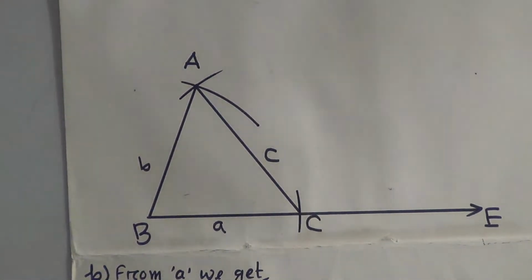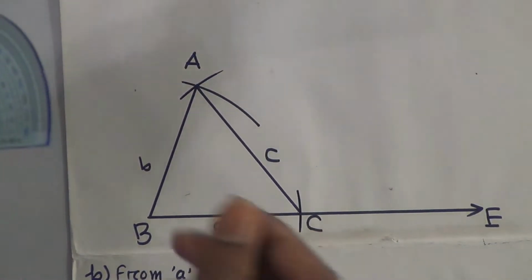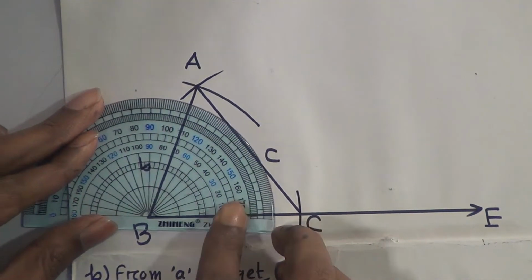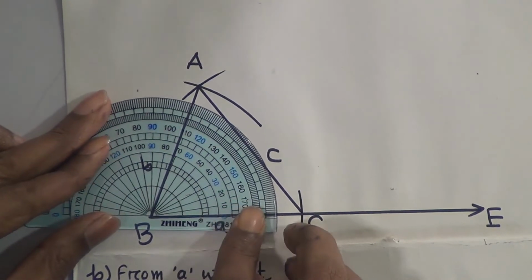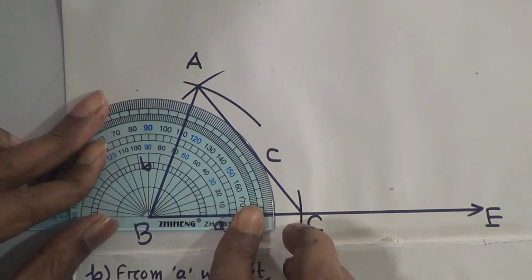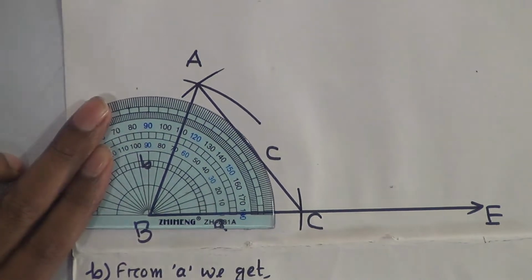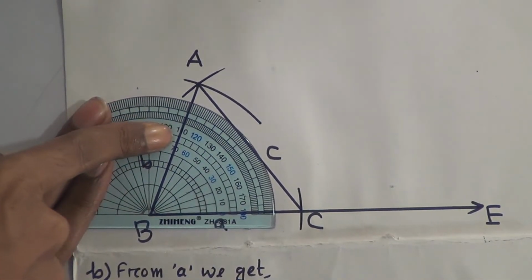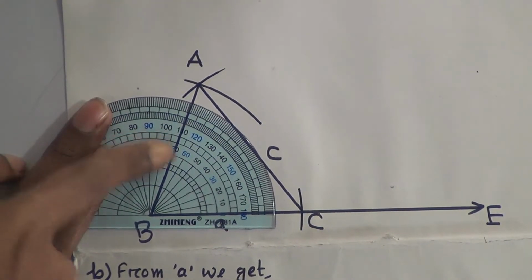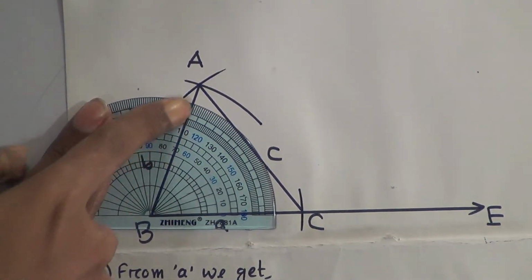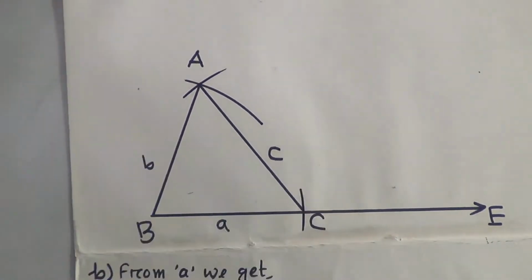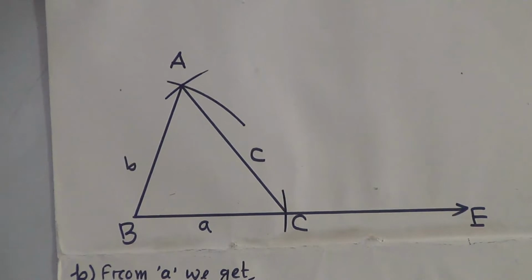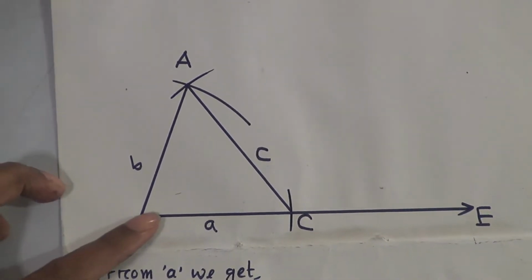Okay, how can you measure the triangles? At first you look, like this way you have to measure. At first you place it properly. Please see carefully. Then you get this is the 70 degree. Okay, 60, then 70 degree. That means angle B is 70 degree.